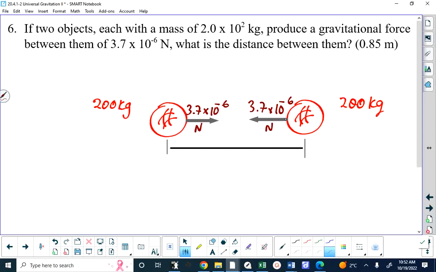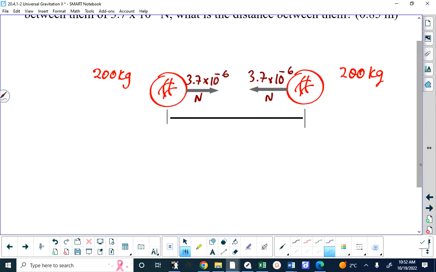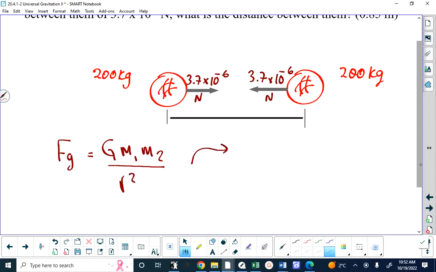So I don't want you to look at this question and think, well, maybe we have to take this force and cut it in half because there's a force on each one, or maybe we have to double it to find a total force. That is the force of gravity. Newton's universal law of gravitation says F sub g equals G m1 m2 over r squared. What's going to happen here? We're going to get the force due to gravity of 3.7 times 10 to the negative 6 newtons.